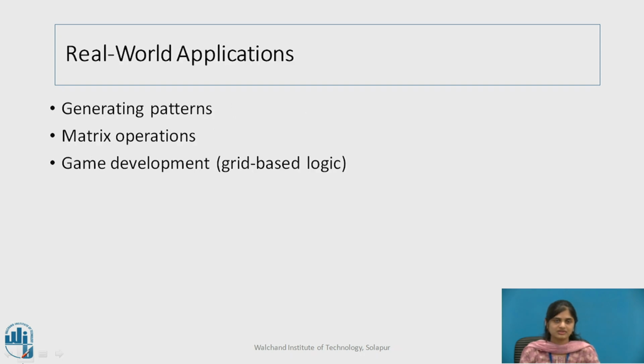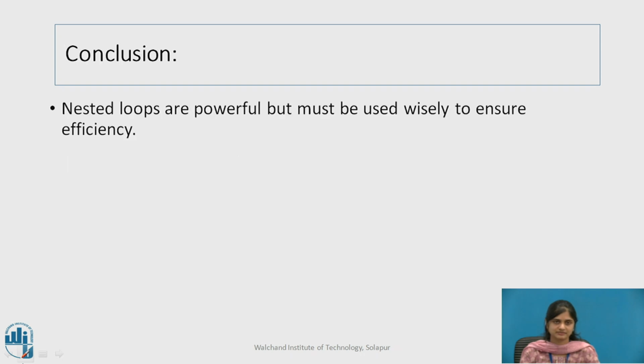Some of the real world applications for nested loops are in generating different types of patterns, which we have seen. Then matrix operations like addition of matrices and multiplication of matrices, where we can use nested loops. It can be a for loop or a while loop for the operations, and it can also be used in game development where grid based logic is there.